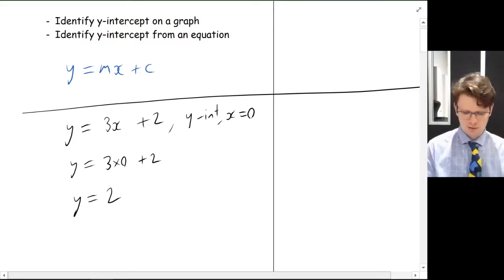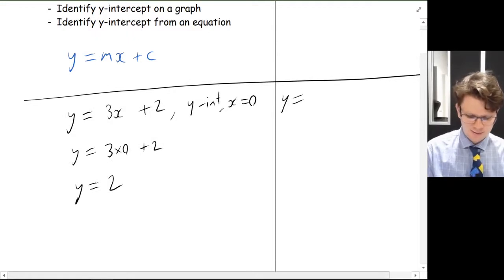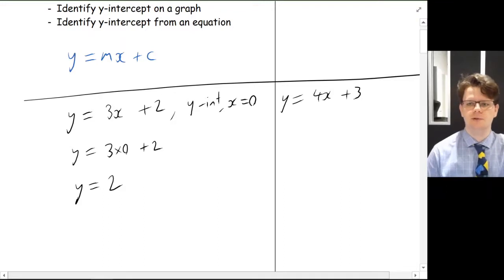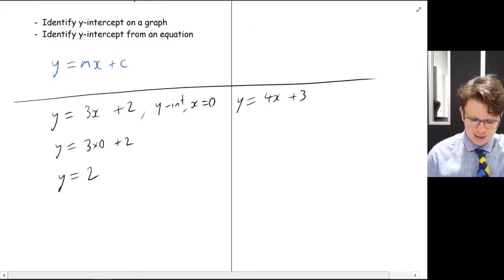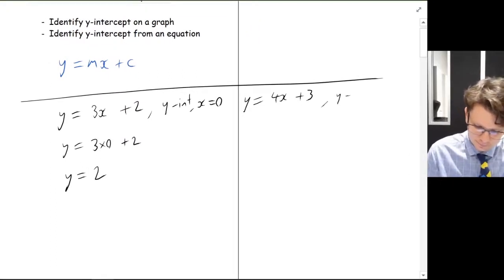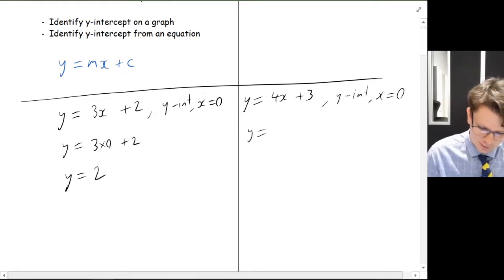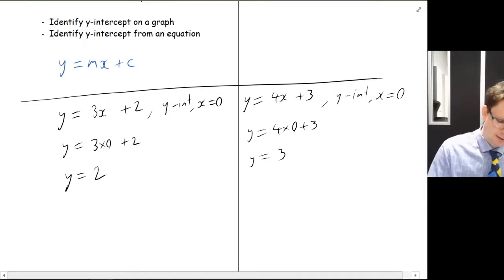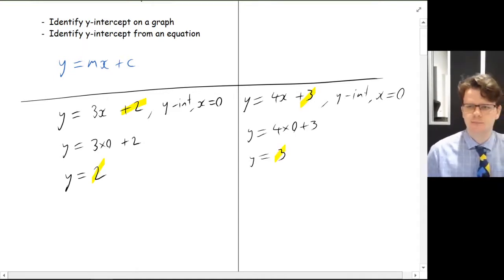Right? Alrighty. Tell me what the y-intercept of this one is. Pause the video, have a go. Well, like I said, the y-intercept happens when x equals 0. So y is equal to 4 times 0 plus 3. y is equal to 3. Alright, well, this is kind of seeming a little bit easy, right? Because we're always just reading off this as ending up as our final answer.